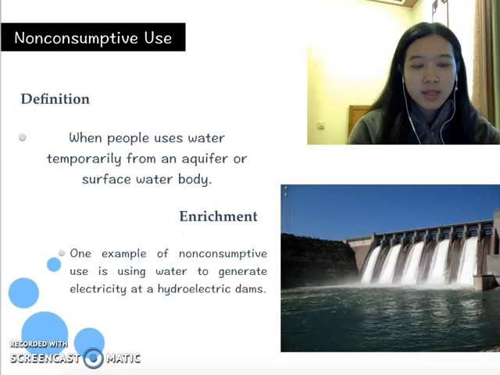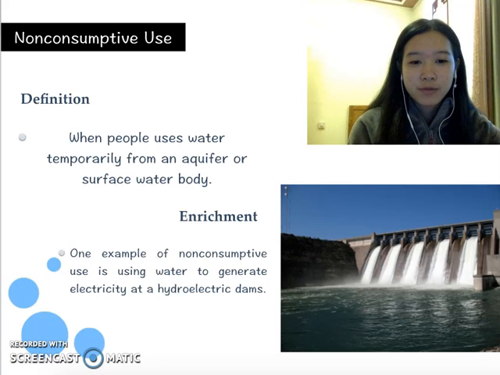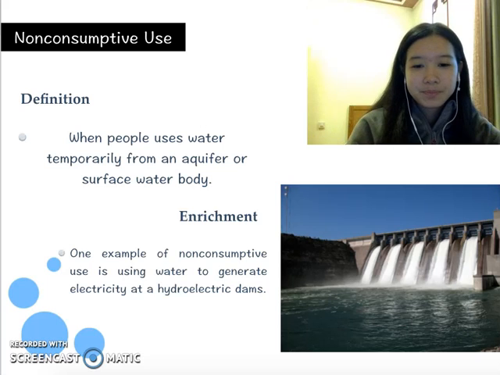Now, its opposite is non-consumptive use, which is when people use water temporarily from an aquifer or surface water body. One example of non-consumptive use is when people use water to generate electricity at hydroelectric dams. When people use water from the dams, it is non-consumptive use, because people return the water to the dam.